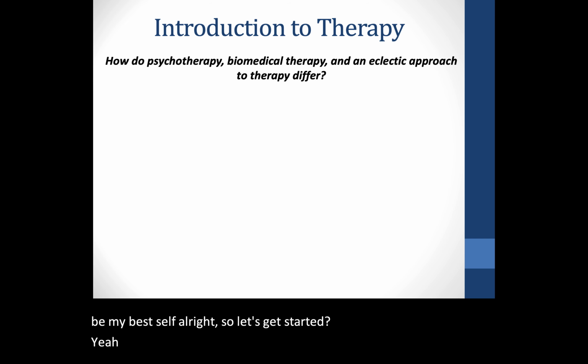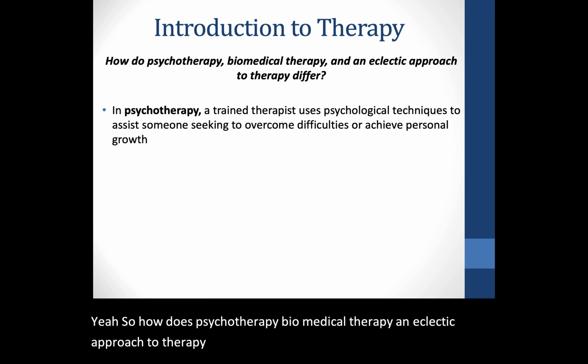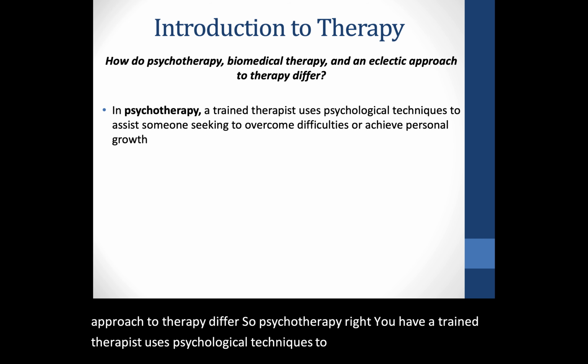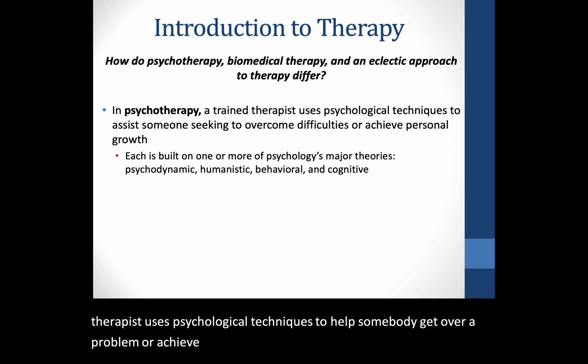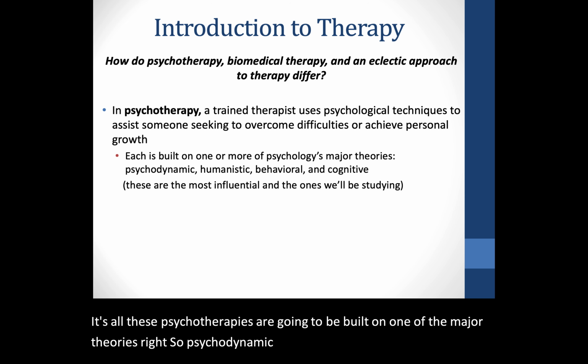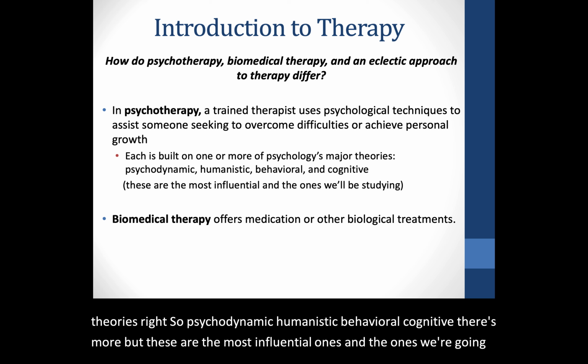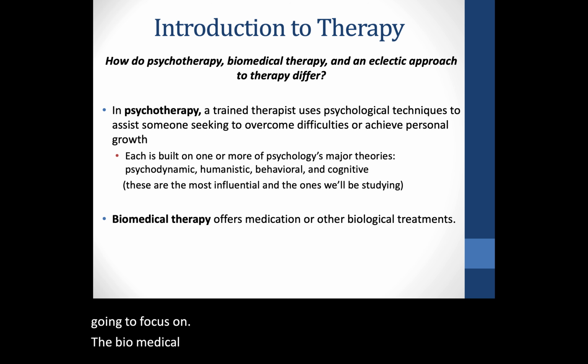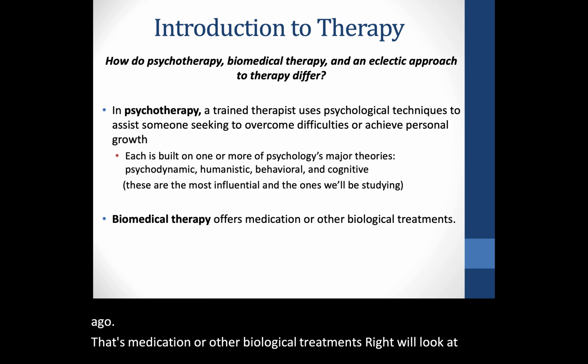So how do psychotherapy, biomedical therapy, and an eclectic approach to therapy differ? So, psychotherapy, right? You have a trained therapist who uses psychological techniques to help somebody get over a problem or achieve personal growth. All of these psychotherapies are going to be built on one of the major theories, right? So psychodynamic, humanistic, behavioral, cognitive. There's more, but these are the most influential ones and the ones we're going to focus on. The biomedical therapies, right? Like I said a minute ago, that's medication or other biological treatments, right? We'll look at those more in depth on the last lesson in this unit.